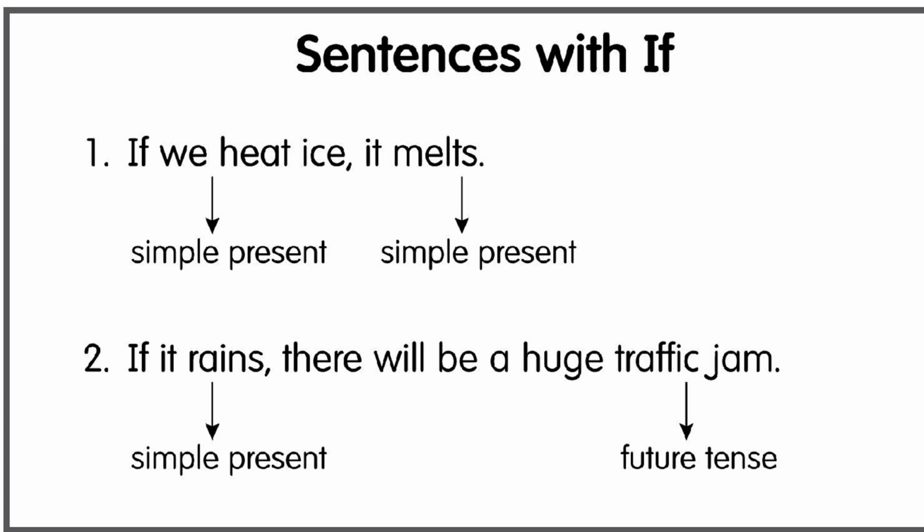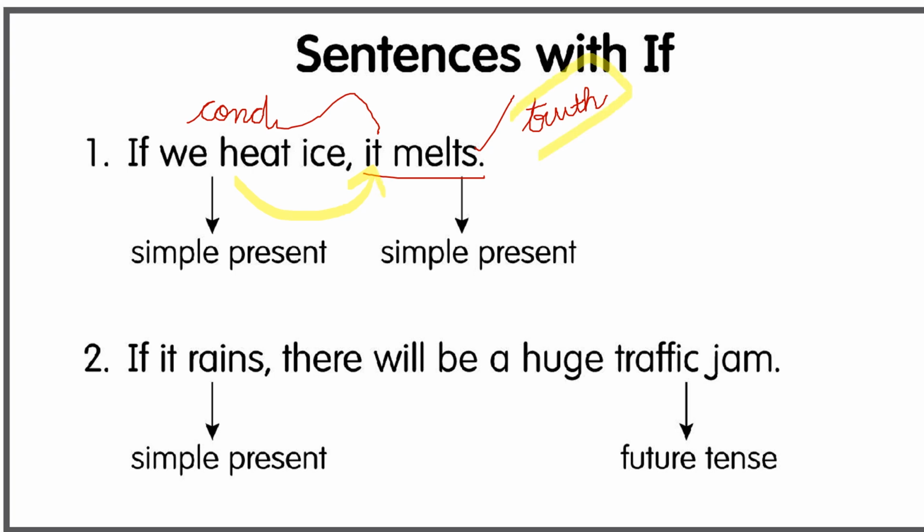So I'll take this first example. If we heat ice, this is a condition that we are talking about, right? If we heat ice, it melts. This is the truth. This is going to happen 100%. When we have a condition which is followed by a 100% result or a universal truth.